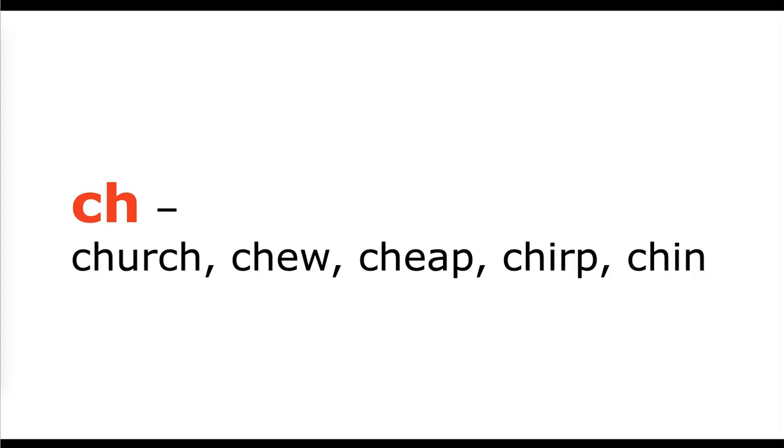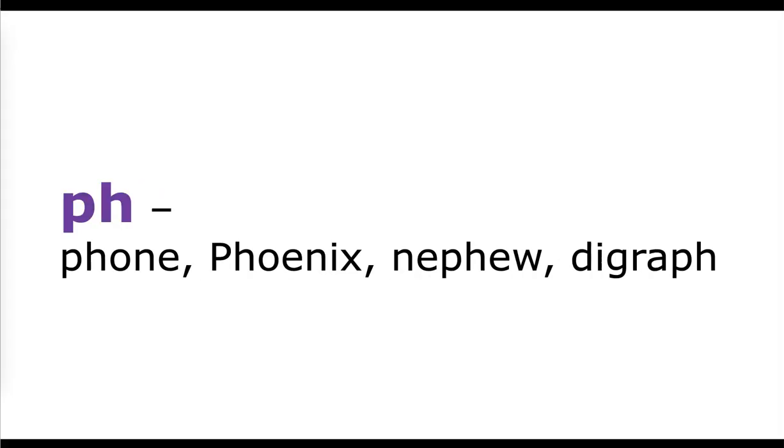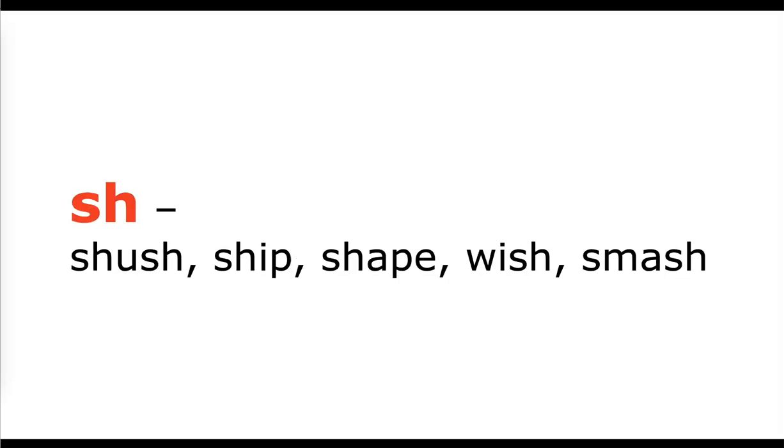CH is in words such as church, chew, cheap, chirp, chin. CK is in words like cluck, click, duck, block, brick. And notice CK will never start a word. It's either going to be at the end or sometimes in the middle. PH is in words like phone, phoenix, nephew, and the word digraph. SH: shush, ship, shape, wish, smash.